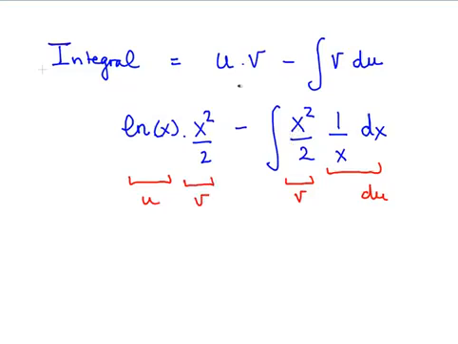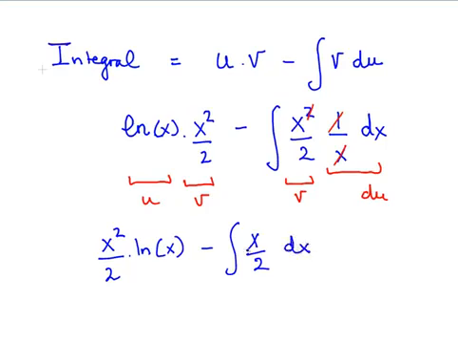Now, all we have to work on is this second integration here. So what we'll do is simplify that. x squared divided by x, well, that just cancels to x over 2. So we can re-express this as x squared over 2 times log of x minus the integral of x over 2 dx. That is equal to, the integral of x over 2 is x squared over 4.